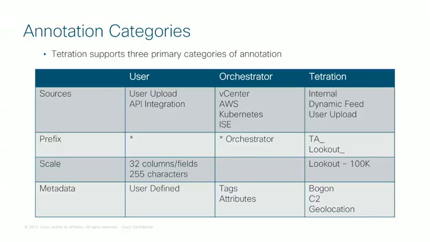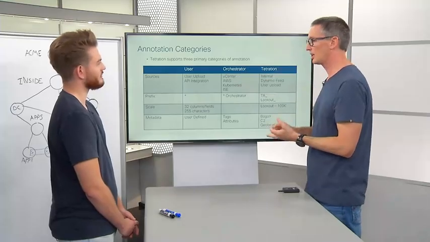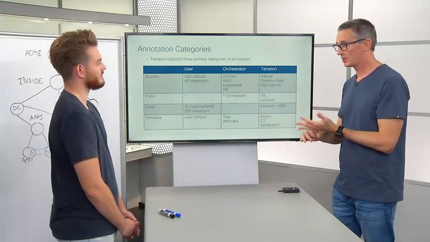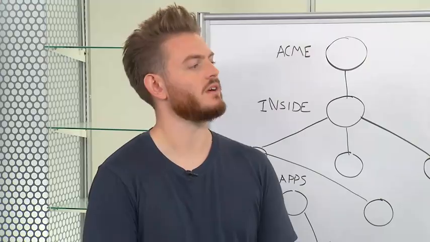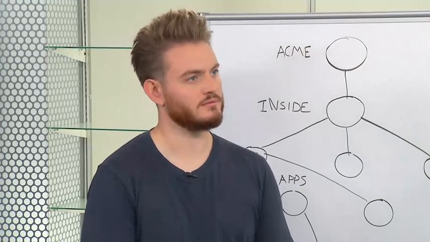So different sources of data. The user annotations that we spoke to, direct upload, or the ability to integrate through APIs. So different systems that we can actually integrate to build out those user annotations. The orchestrators is where Tetration can actually reach out into external systems and, again, pull in a whole additional set of information. This is where we start to tie in with everything from the hypervisors, the cloud providers, even Kubernetes as an example, to bring in those dynamic attributes as the applications are actually being deployed and as they evolve through their life cycle.